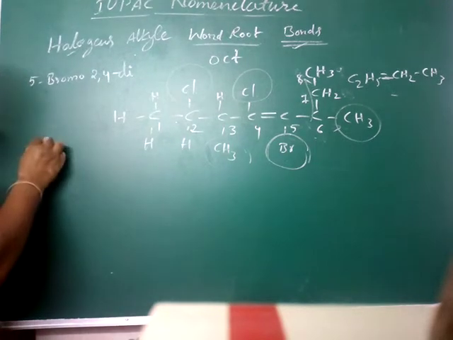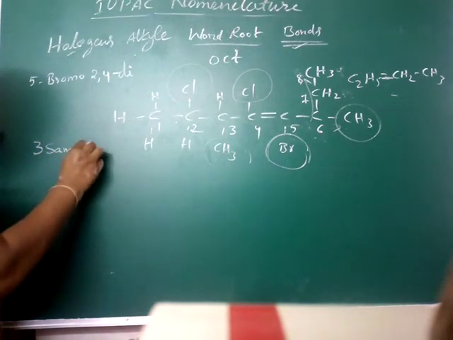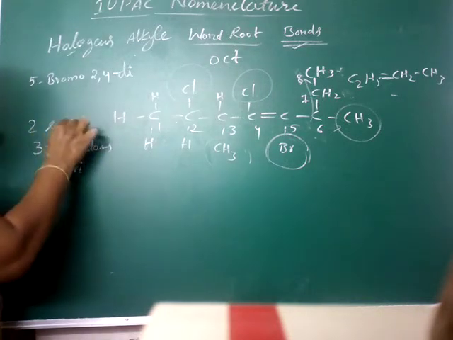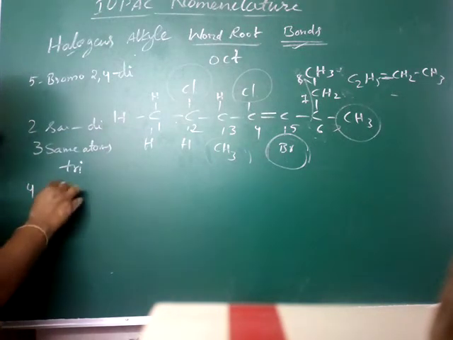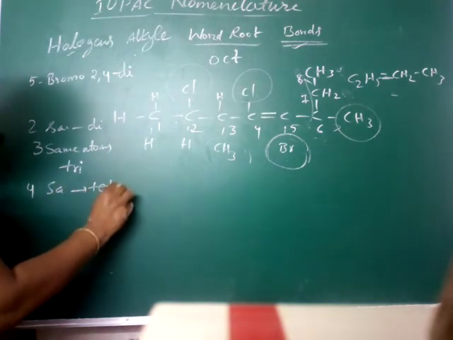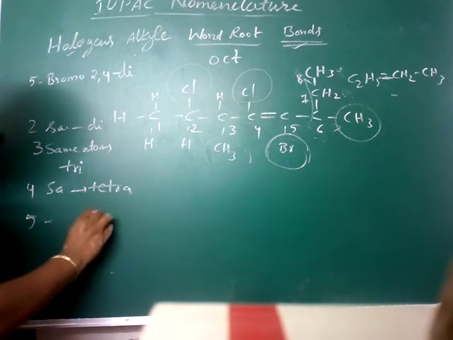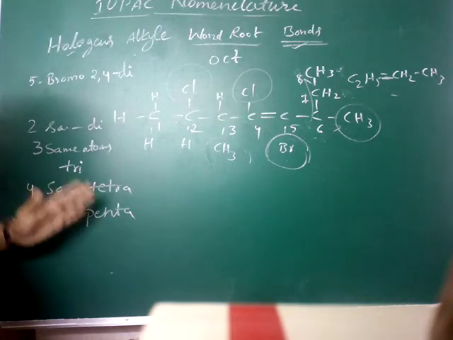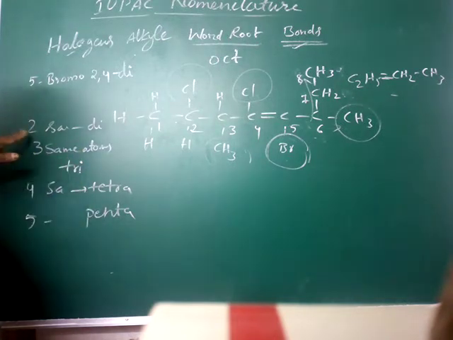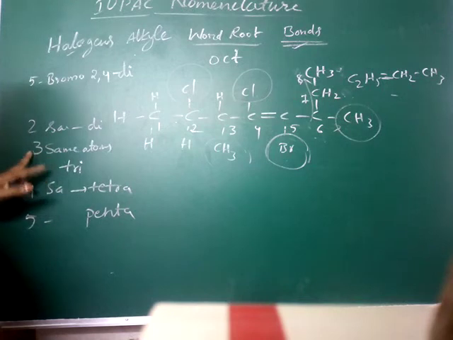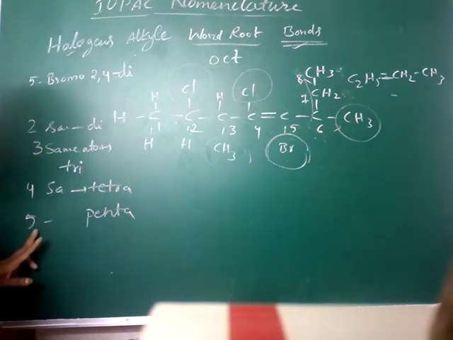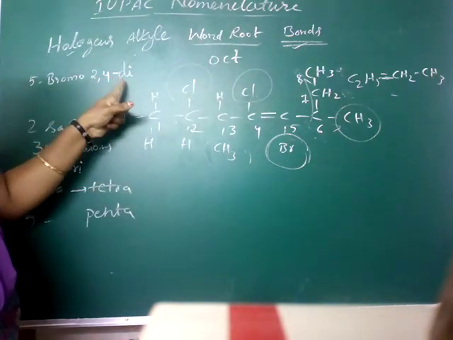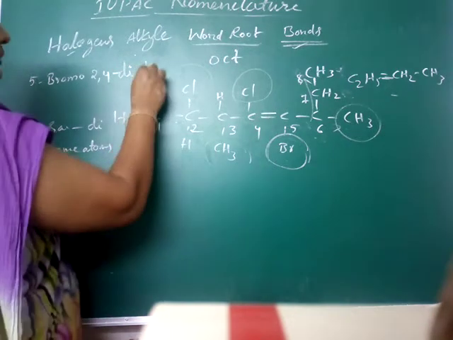If there are 3 same atoms, then you write tri. 2 same atoms, you write di. 4 same atoms, you write tetra. 5 same atoms, you write penta. Already you know this from when you learned hydrocarbons. If there are 2 same atoms you write di, 3 atoms tri, 4 atoms tetra, 5 penta. Here the same chlorine atoms are present, that's why 2, 4 di. Okay, dichloro.